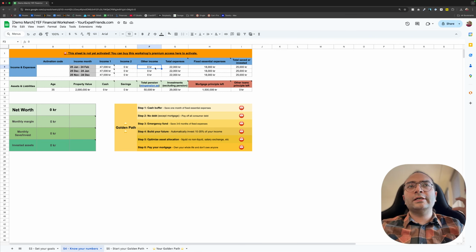So this is to account for the fact that sometimes we don't realize that there are other sources that add to our income. And if you look at it over the year, it might actually be significant.